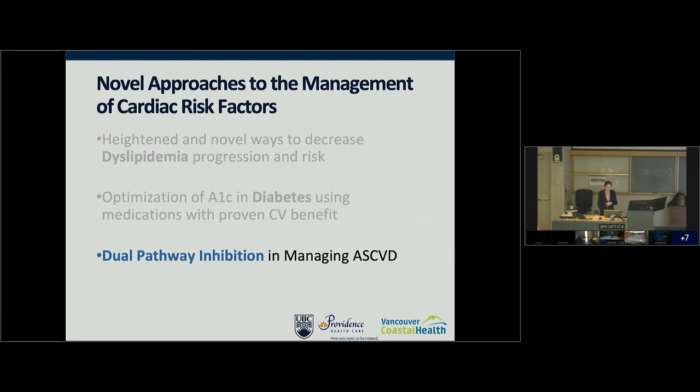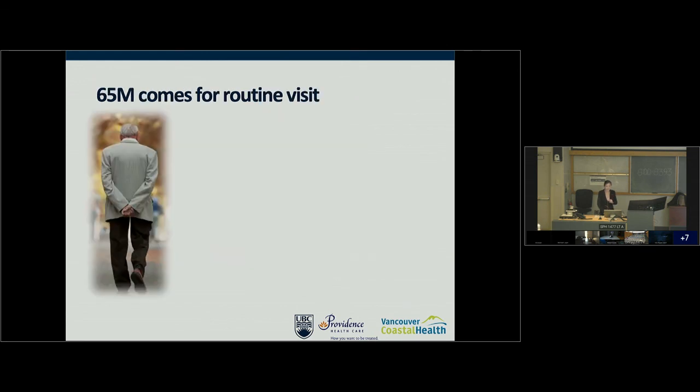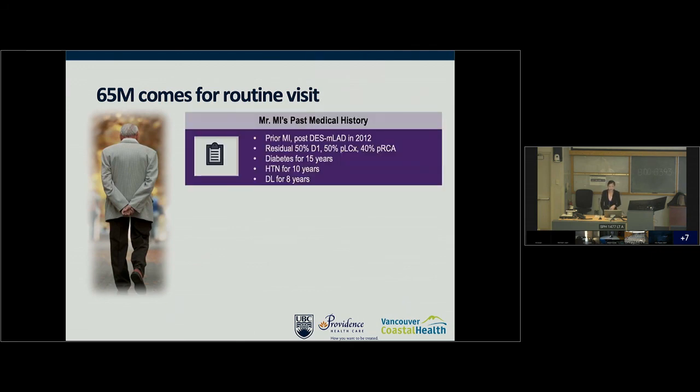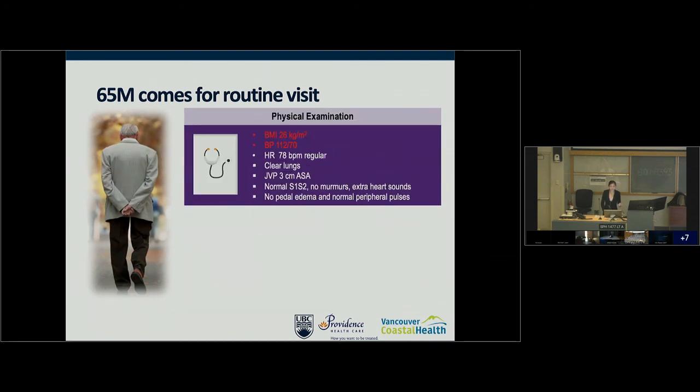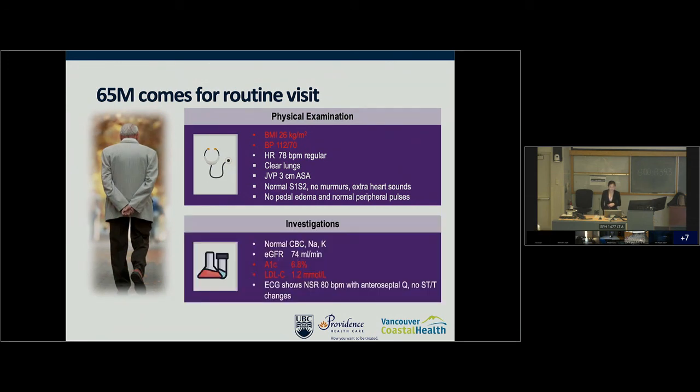Okay, so lastly, let's talk about dual pathway inhibition in terms of the direct management of ASCVD. So let's just go back to our case here. That same 65-year-old guy, maybe he's 66 now, but same history, but now, based on what we've just talked about, he's on Evolocumab, and now he's on empagliflozin. And now he's lost weight. Empagliflozin can result in some weight loss, so BMI is a bit better, blood pressure is a little bit lower than before and still at target below 120/80. Everything else looks the same, except his A1C is now at target and his LDL is now at target. So this guy's doing well.